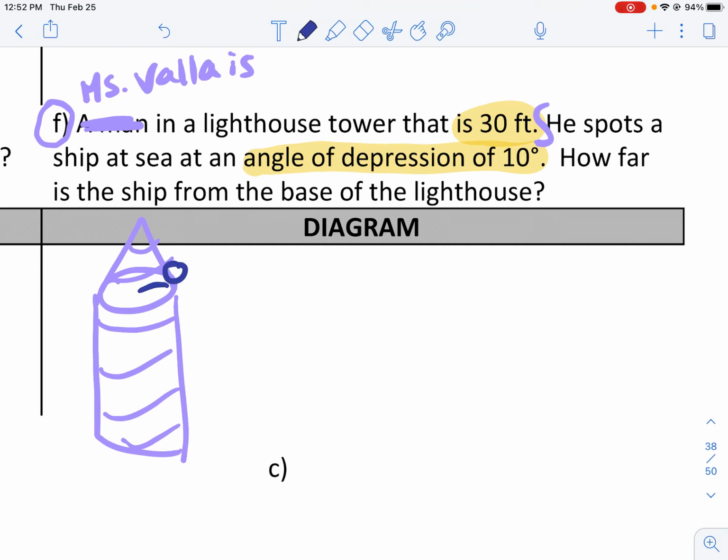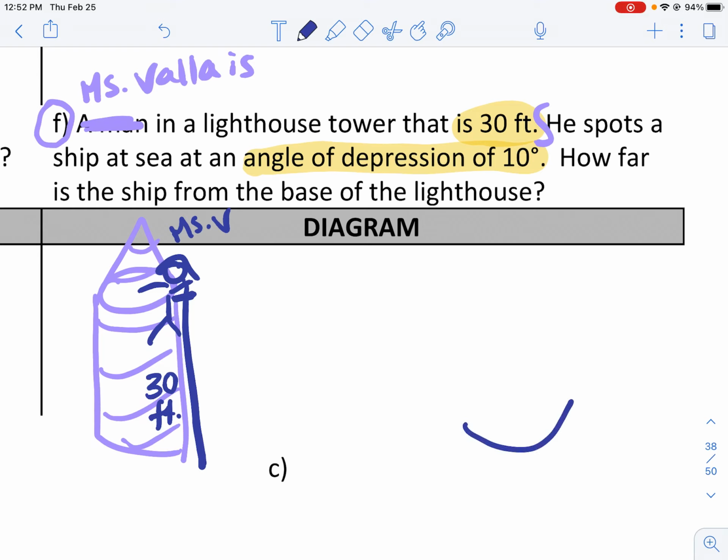All right, so maybe she's like right here. That looks just like her. Miss V. Okay. So she's in a lighthouse tower that is 30 feet. So let's just say that this guy is 30 feet. Okay. She spots a ship at sea.